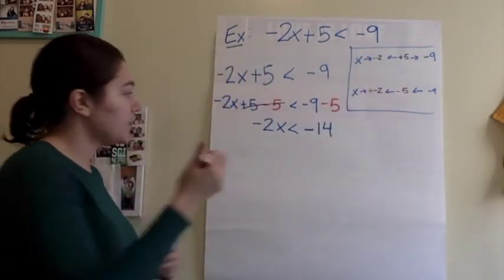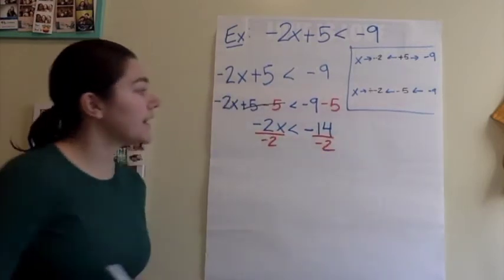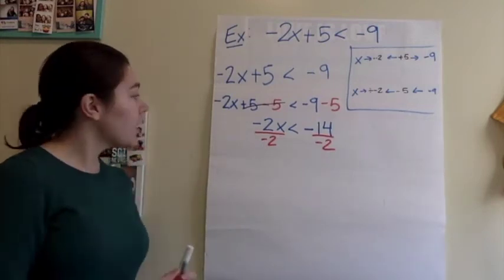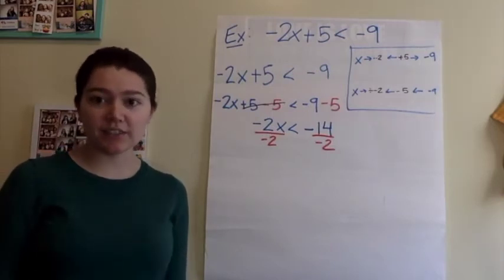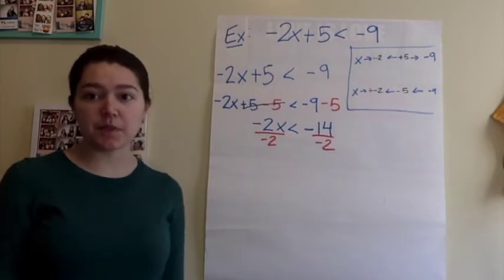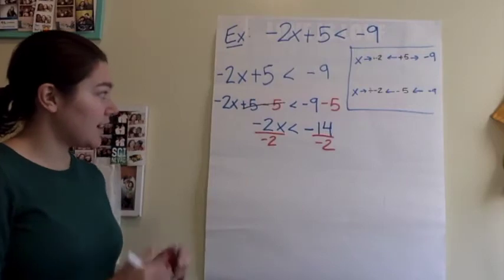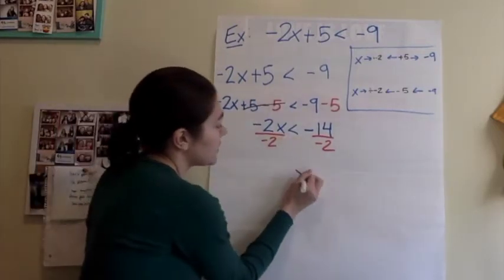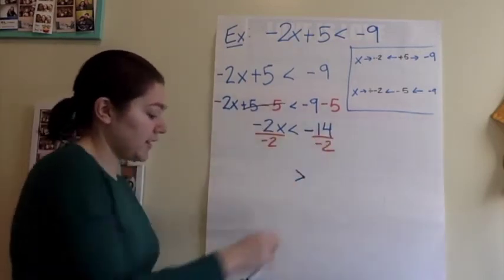So if I undo multiplying by negative 2 by dividing by negative 2, of course I need to do that to both sides of my inequality. So when I divide or multiply by a negative number, when I have inequalities, I have to flip the sign. Remember that. We remember that from solving one-step inequalities. So that means I'm going to flip from less than to greater than.